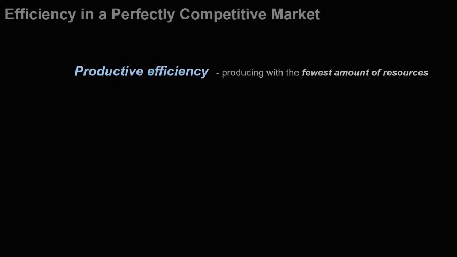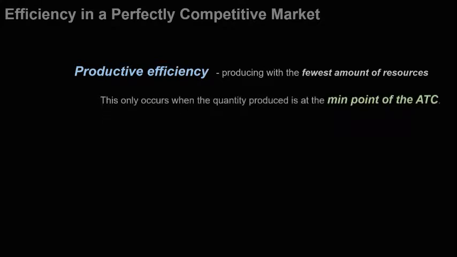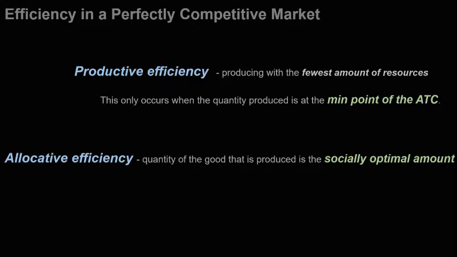In other words, producing without much waste. Now, you may ask, how do we actually measure the resources that are being used? Well, we can measure the cost of those resources. And so we can find that most efficient production point, and that's going to be located at the minimum of the average total cost curve, because the average total cost curve represents the cost of those resources being used.